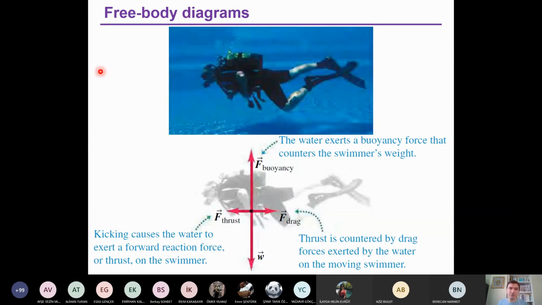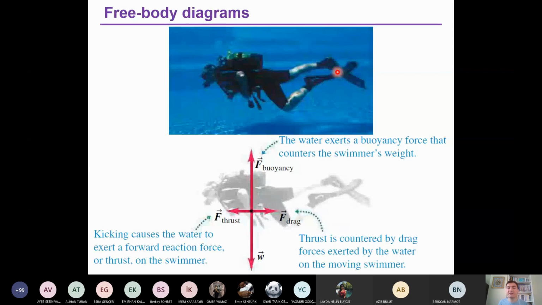In order to move along the left direction, he kicks the water. So this is the F thrust. Kicking causes the water to exert a forward reaction force. This thrust is a reaction force applied by the water. So this guy kicks the water, and then the water applies a reaction force along this direction. So this is F thrust.